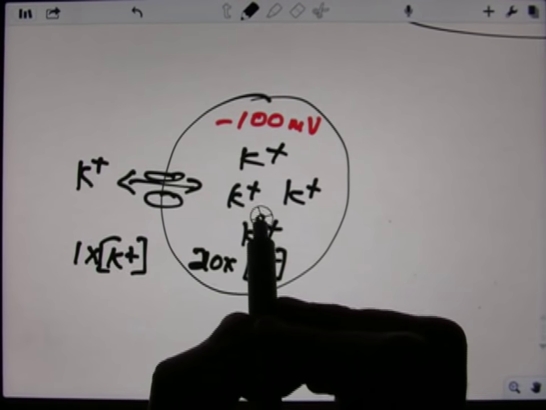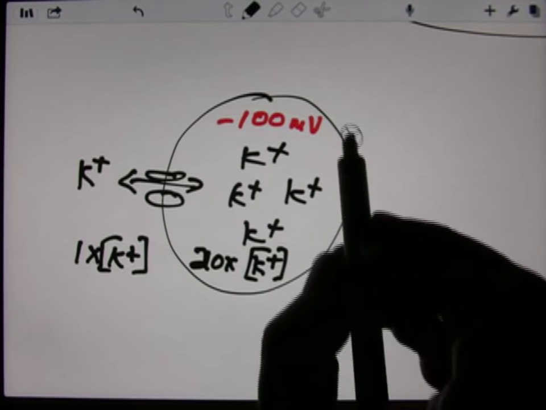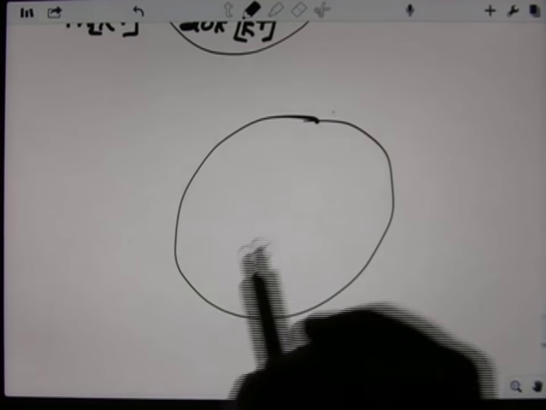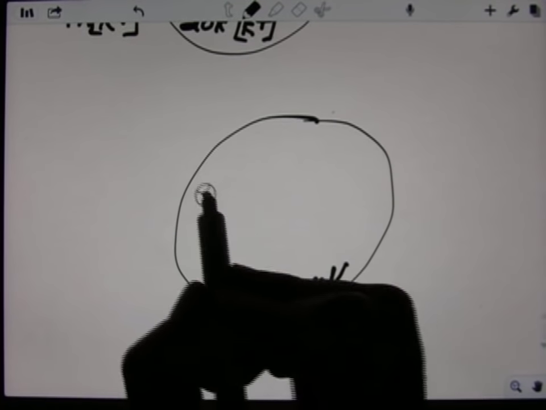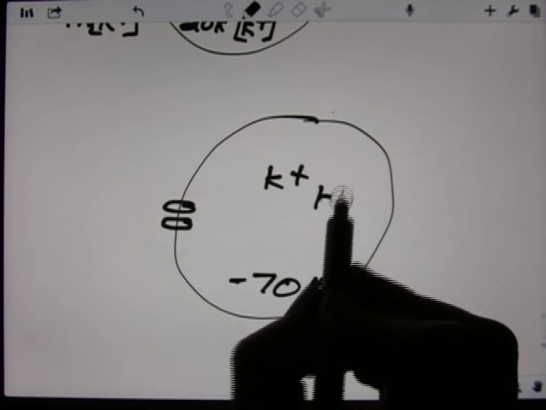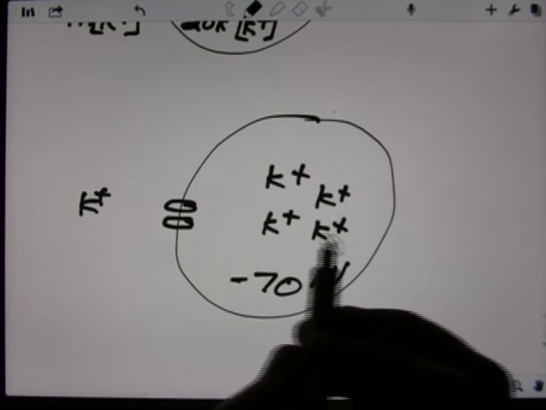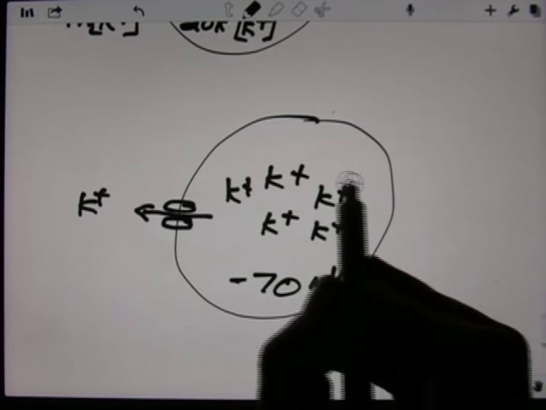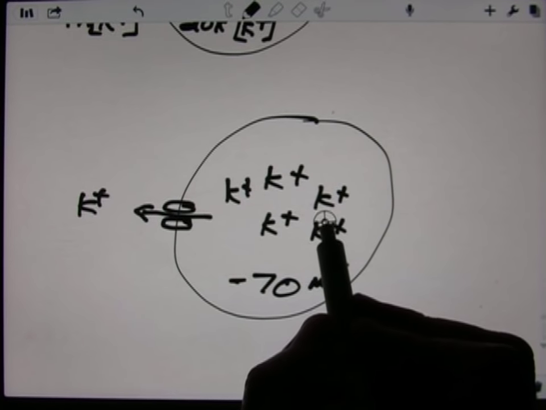So at that point, the number of potassiums going in and out is equal. If we got below minus 100, that would change. And if we got above minus 100, that would change. So let's say we're at the typical resting potential of a cell at minus 70, and we have potassium channels there. Then potassium would be leaving because there's not quite enough negative charge to hold it all in. And in fact, you'd have a few potassiums leaving until you were at minus 70.